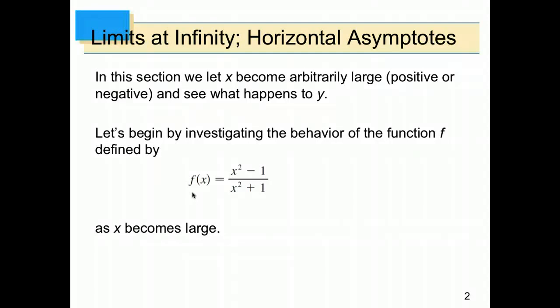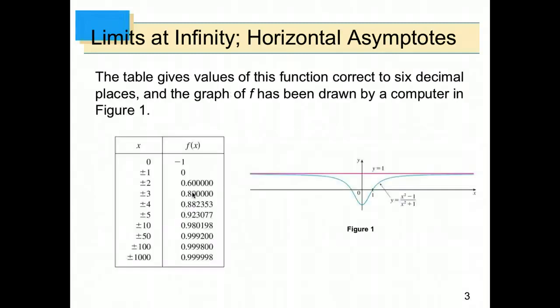We're going to look at the function described here, f of x equals x squared minus 1 over x squared plus 1, as x becomes large first. Remember, we call these rational functions. If you look at the table of values here, that's correct to 6 decimal places, and the graph of f has been drawn on a computer here. So we take a look at y equals f of x, defined as x squared minus 1 over x squared plus 1, and look at that horizontal line y equals 1.